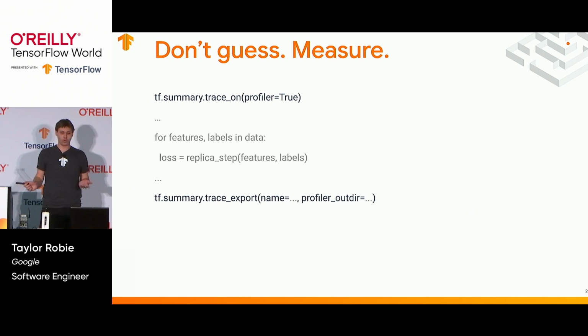It's quite straightforward. You simply turn on the profiler. This will signal to the runtime that it should keep records of ops as it runs them. Write your program as normal, and then simply export this trace, and this will put it in a format that TensorBoard can consume and display for you.